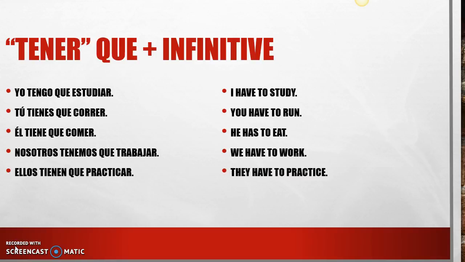Ellos tienen que practicar. Since our subject is ellos, we conjugated tener in the ellos form. We added que after our conjugated form of tener. Ellos tienen que. We finished by adding our infinitive, or what it is that someone has to do. Ellos tienen que practicar is they have to practice.